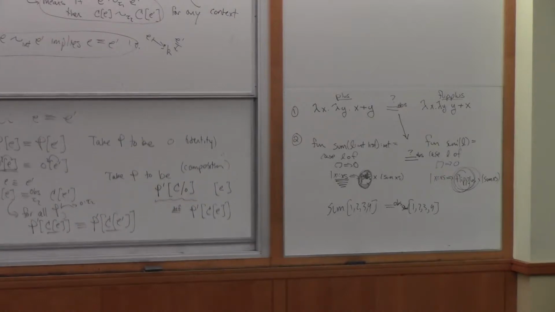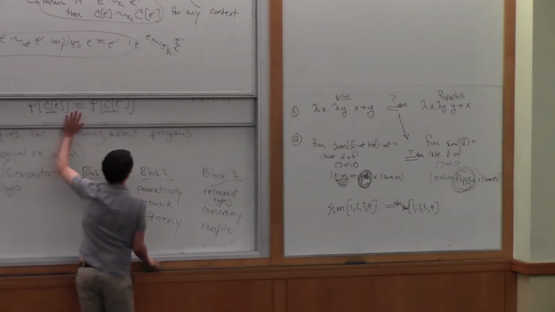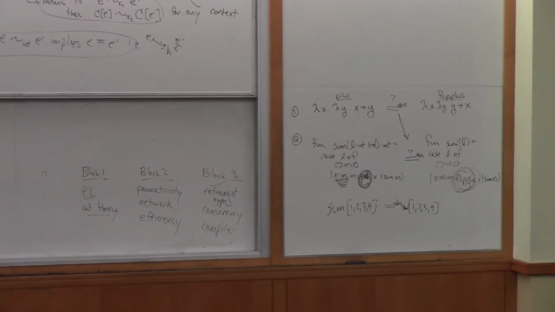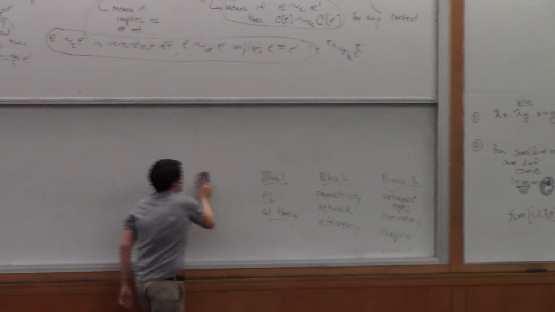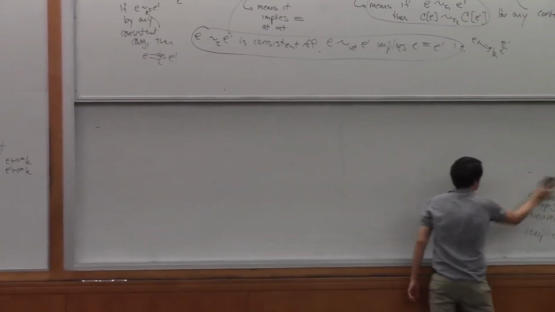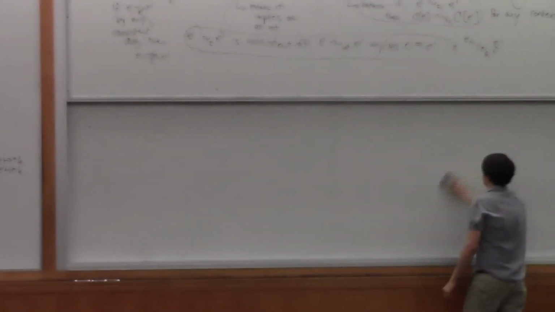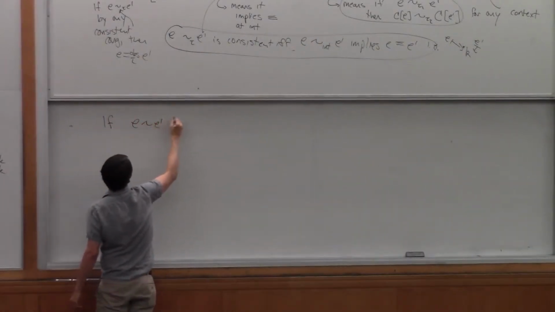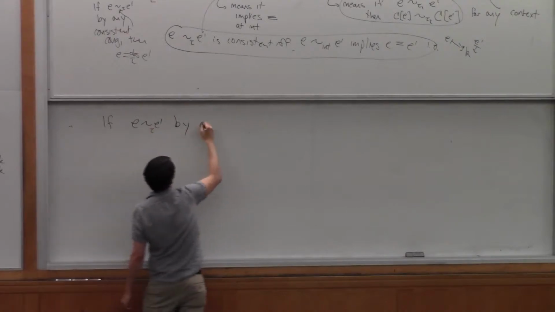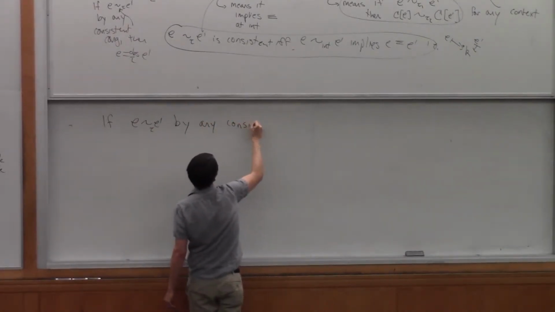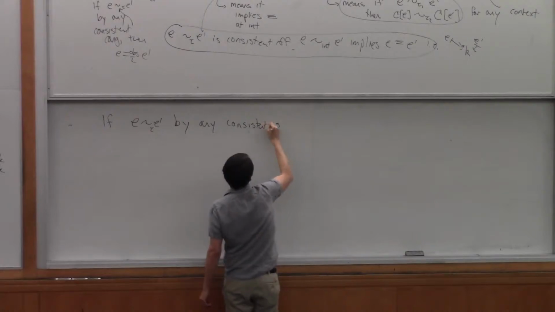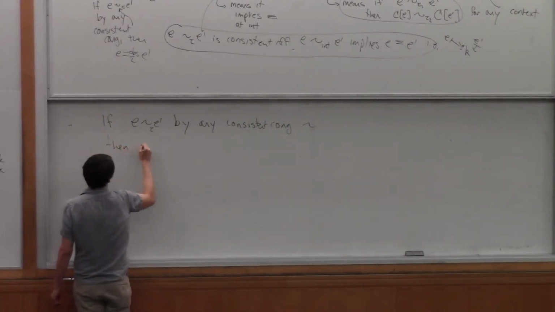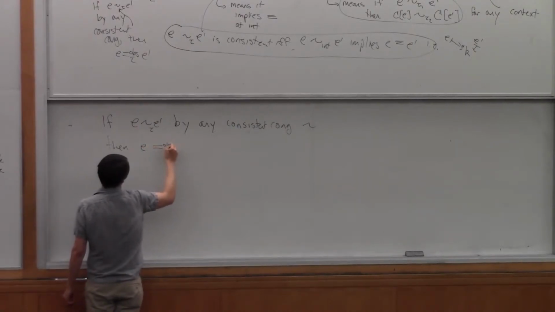OK? And now just to finish things off, how do we know that it's the greatest one? What we need to show is that if E and E prime, two programs, are related by any consistent congruence like that, then they're observationally equal.